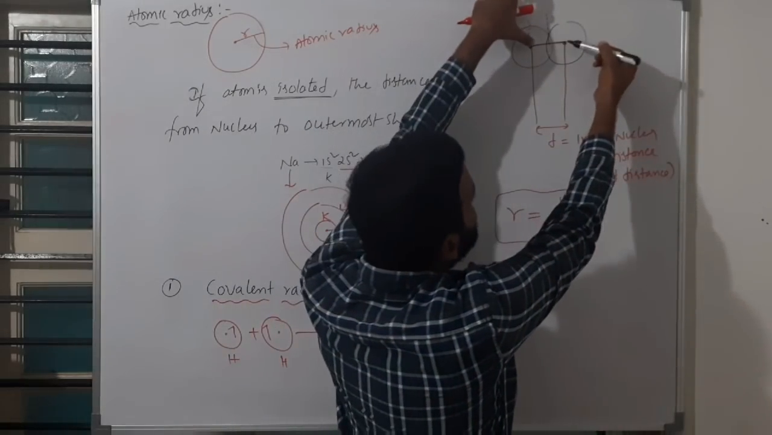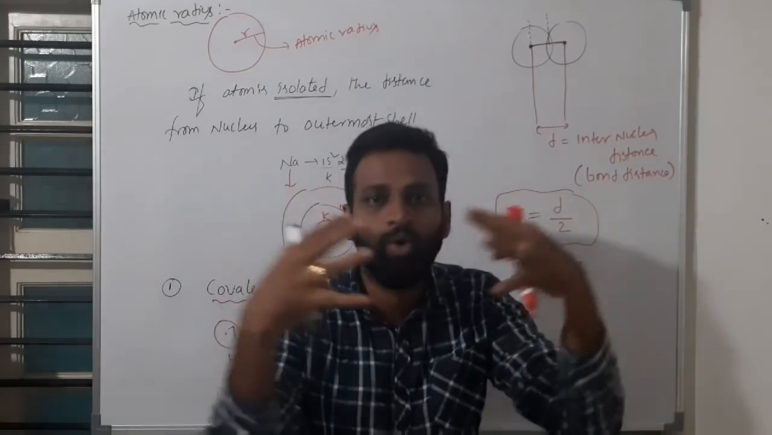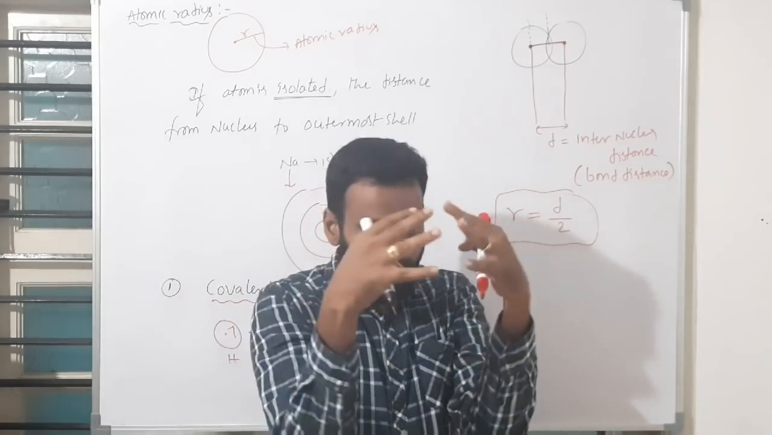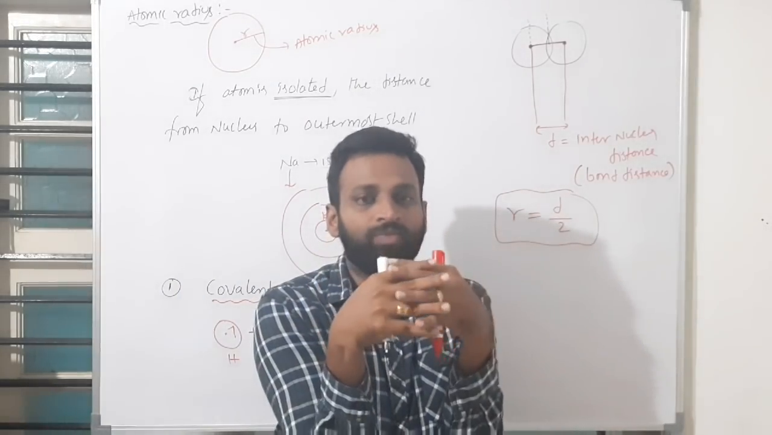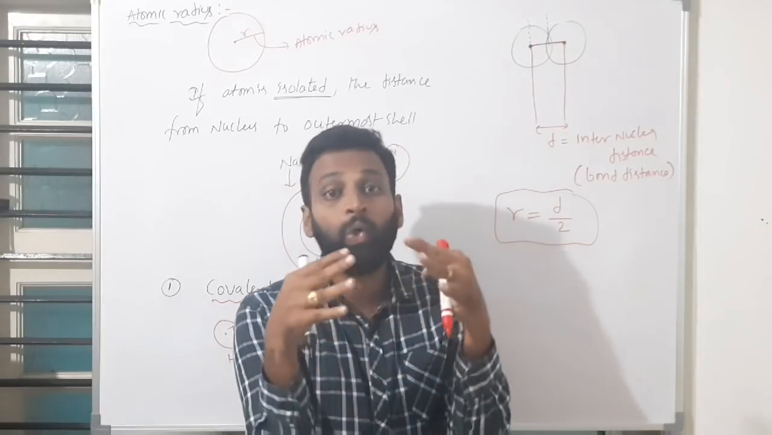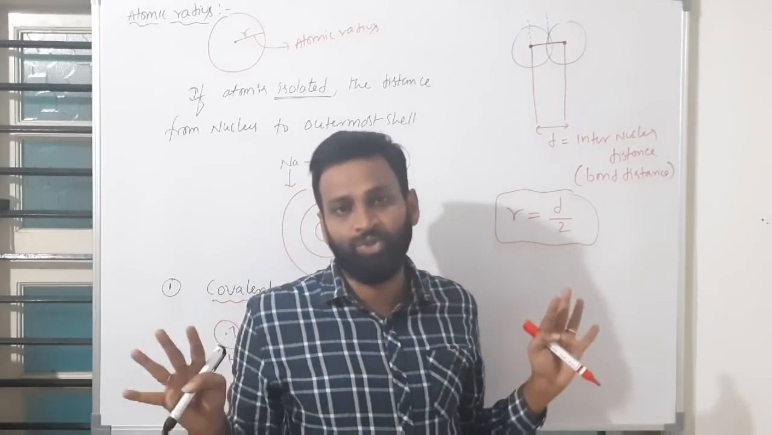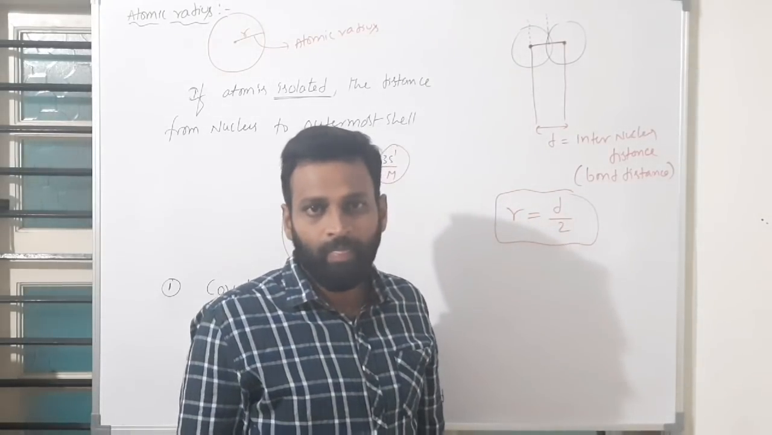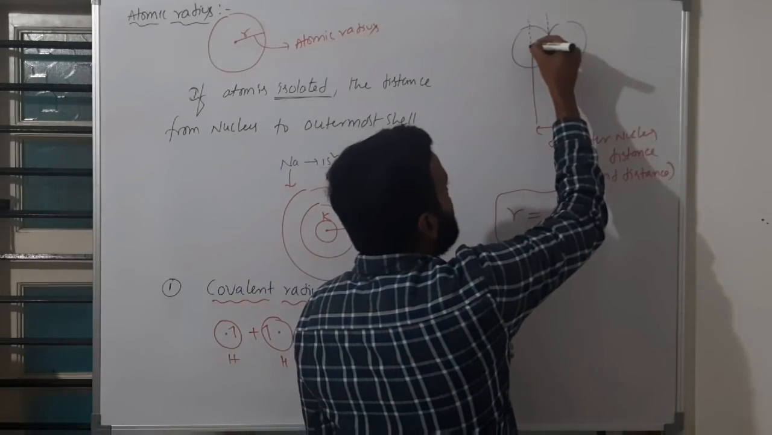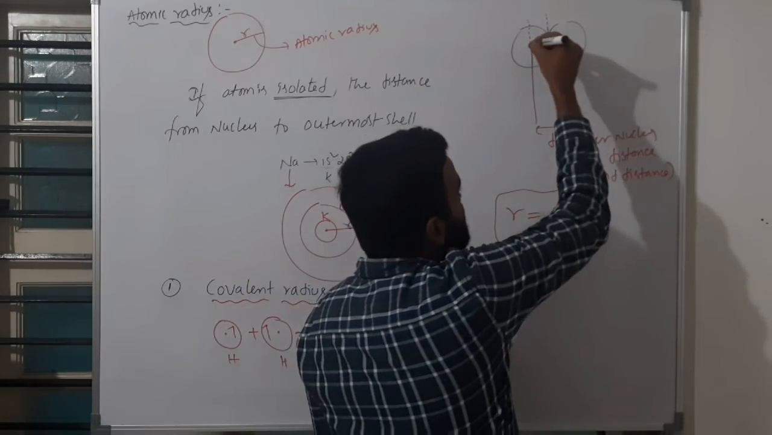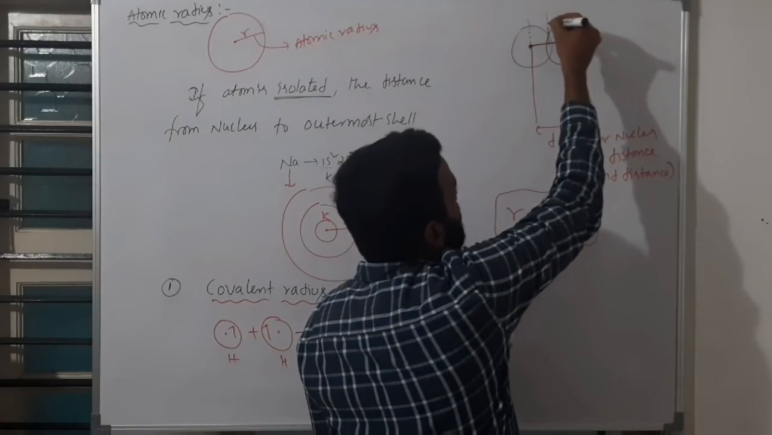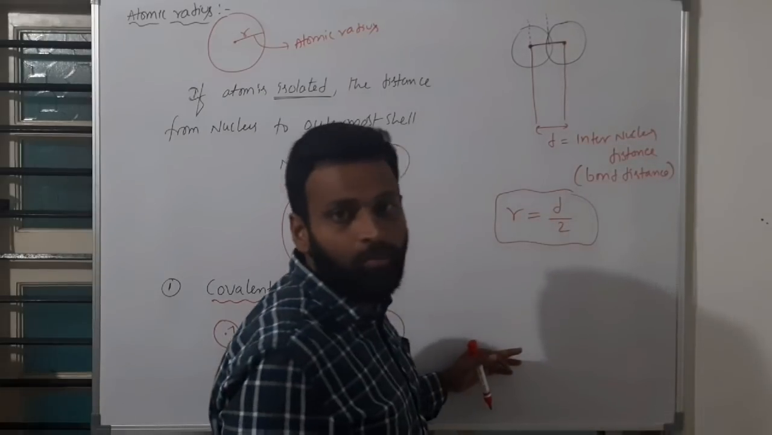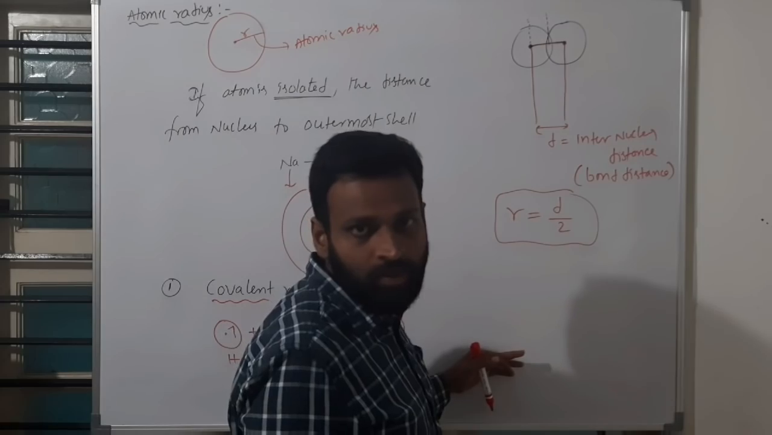The distance between two nuclei of two atoms which are covalently bonded, or which are metallic bonded, or which are ionic bonded. That is, two atoms when they are in closest approach. Closest, that will be the maximum approach, meaning they cannot come closer than that. So they approach like this. Then the distance between two nuclei is called, what is that called? Internuclear distance. That is also called bond distance or bond length.